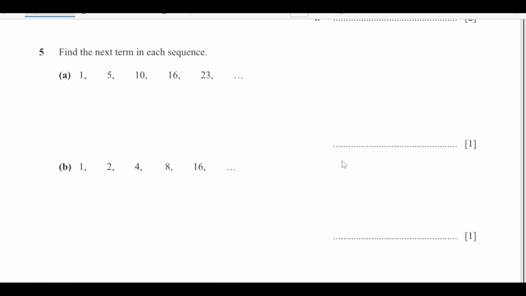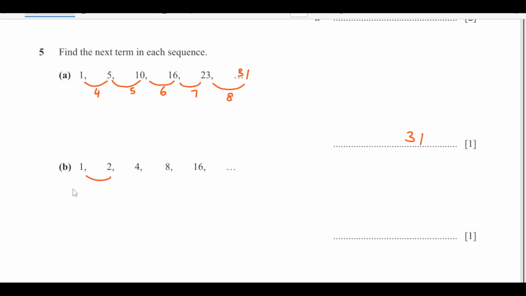Number 5, find the next term in each sequence. As you see, the sequence is increasing, so we will look at the difference here. So when you add here 4, here we add 5, add 6, add 7. So the common difference is not the same. Then the next one is going to be 8. So 23 plus 8 is 31. So this is going to be 31.